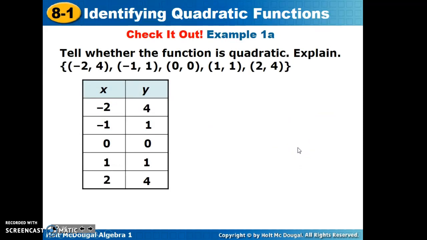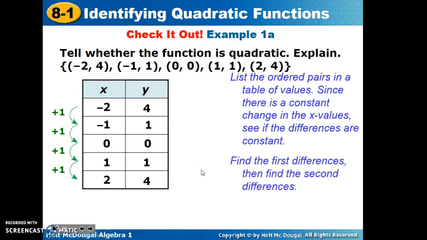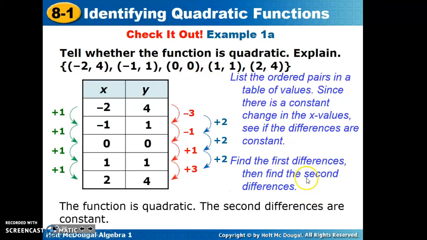It says tell whether the function is quadratic, and then explain your reasoning. Well, if they give us a list of ordered pairs, we can put that into table form, and we can check our x values and how much they are changing by. We see a constant rate of change for x. We can also see the first differences in the y values. They are not constant, and we don't want them to be if we're looking for a quadratic function. So when we check the second degree differences, we see that we have a constant change, and therefore we can say that this function is quadratic.